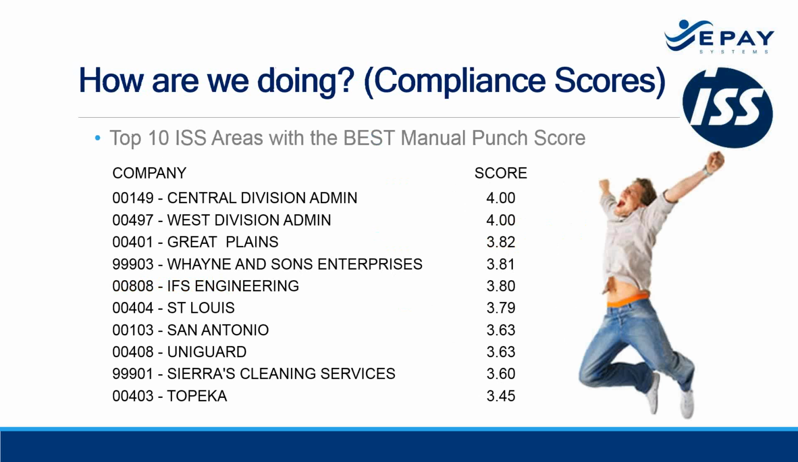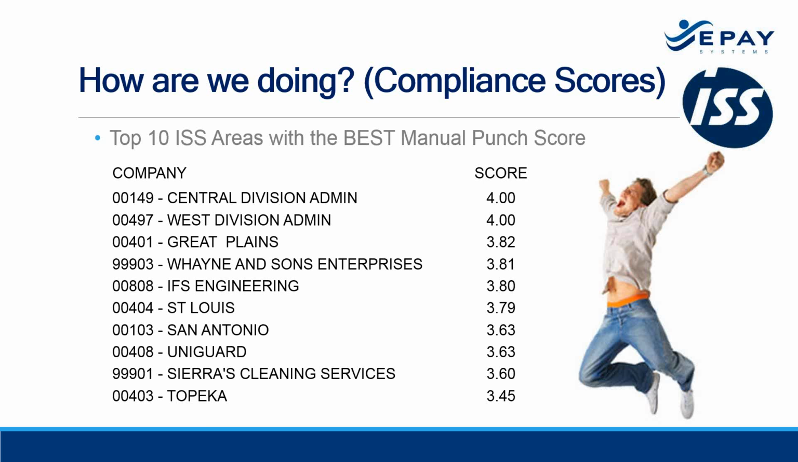All right, so how are we doing? So right now, the top 10 areas around the country as it relates to manual punch scoring only are as follows there on the screen. I won't read them all there. You can read them off. But those are the top 10 for manual punches. And I will give kudos to a couple of them that have quickly risen from say the 2.0s all the way up to high to mid 3.0. So these are the locations that are not having too much of a manual time entry being done.